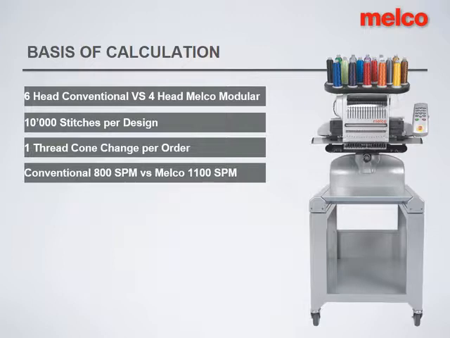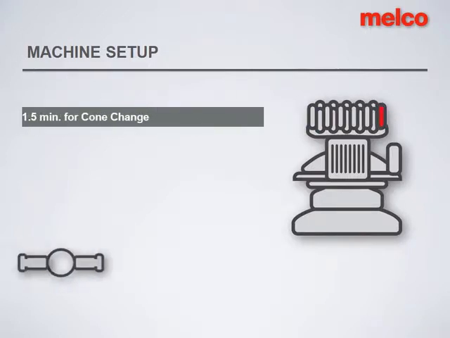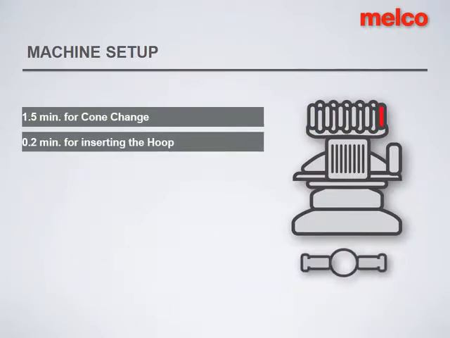Whereas with a Melco EMT16, we run at an average speed of 1,100 stitches per minute and a maximum of 1,500 stitches per minute. Let's consider a thread change takes an average of 1.5 minutes and inserting a hoop takes an average of 10 seconds. This is with the assumption that all garments are hooped and ready to be embroidered.